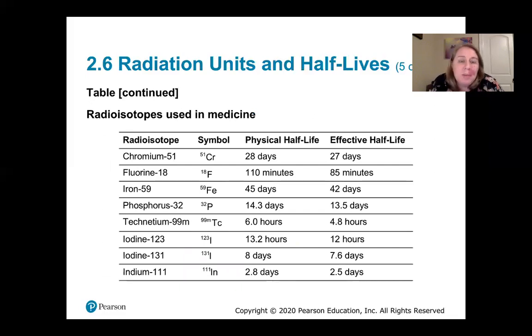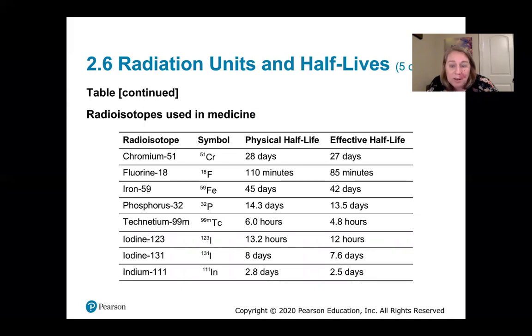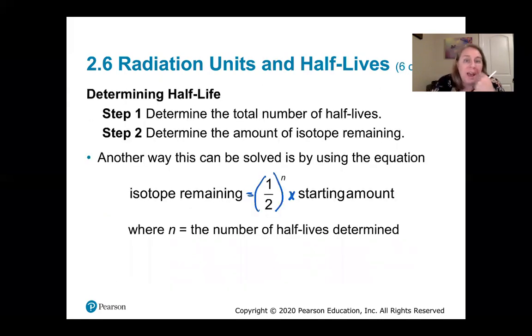If you look at some examples of radioisotopes used in medicine, you're going to see that the column for effective half-life is much, much smaller. Here we're looking at years, even billions of years, where here we're looking at days, minutes, hours. Here's one we talked about in one of the last lectures, technetium-99m. It's very commonly used, and it has an effective half-life of 4.8 hours. So in less than 5 hours, you have half of what you originally started out with. That's the half-life.